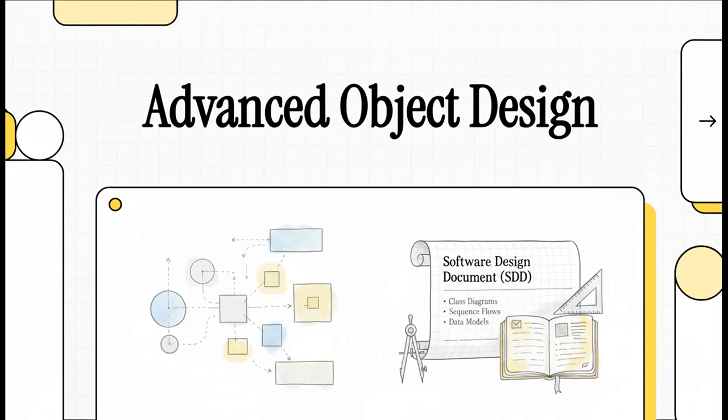Hey everyone. So let's talk about that big jump, the one that takes you from being someone who just writes code to someone who actually architects software. We're going to dive into advanced object design and really figure out how to turn those cool ideas you have into truly great, solid architecture.